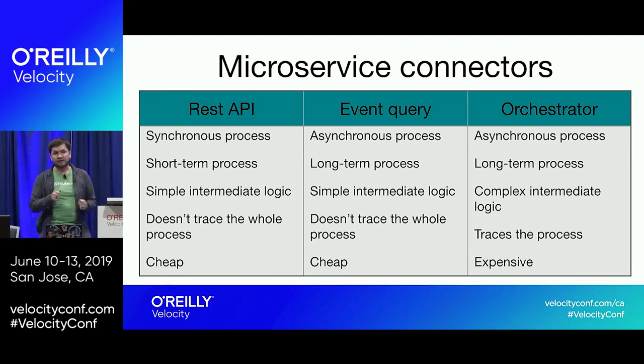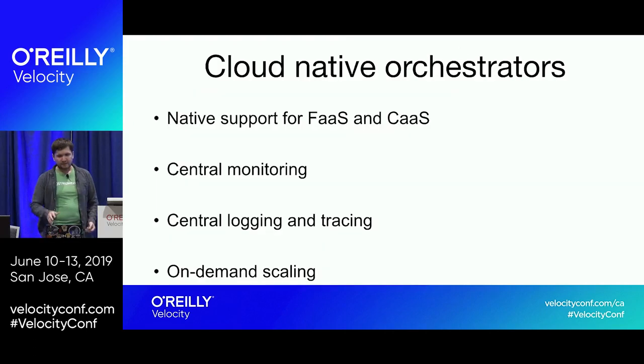It doesn't allow you to trace the whole process, but you can basically have some custom logic. An orchestrator is very useful for expensive workflows where you want specific custom logic to handle errors, scheduling, and so on. Specifically, although there are open source orchestrators, I'm speaking about cloud native orchestrators. Why is that? Basically, they have very good integration with the services I mentioned, with both FaaS and CaaS. They have central monitoring, central tracing, and they scale on demand. So you also don't need to worry about that.